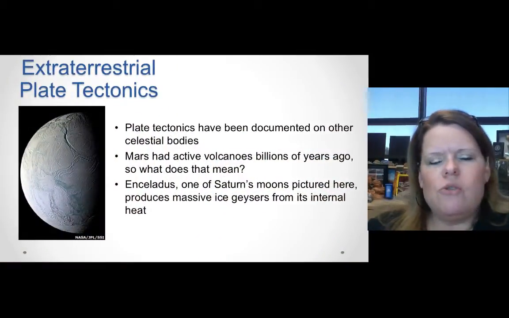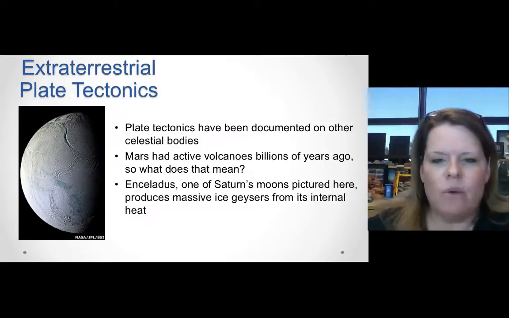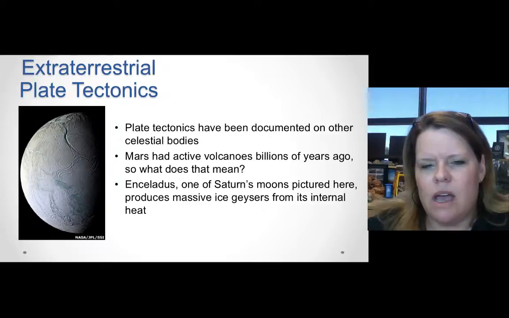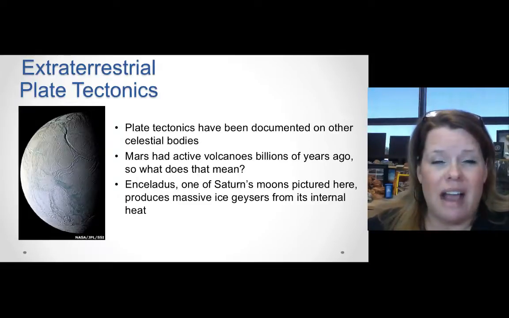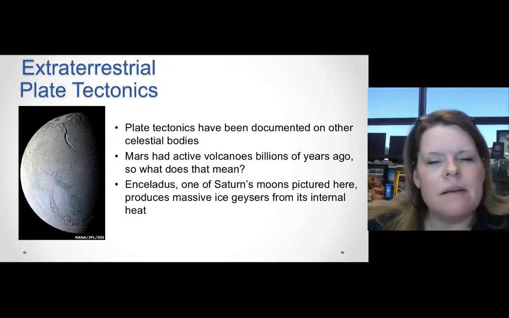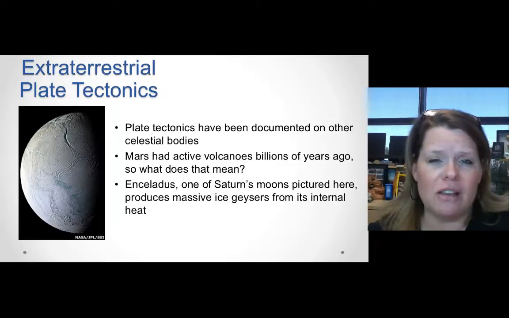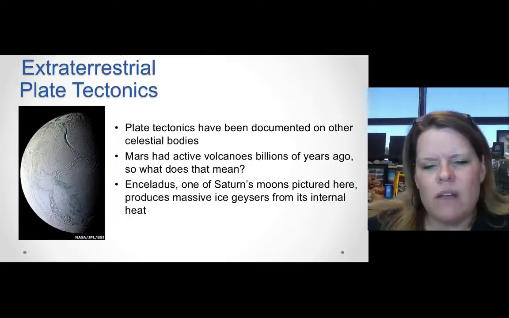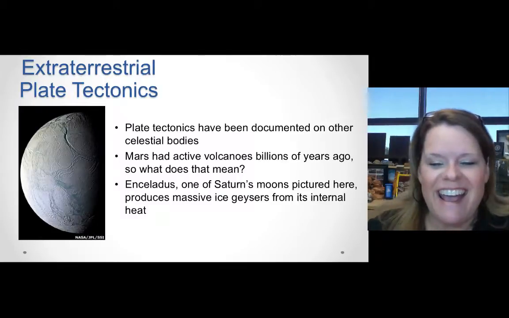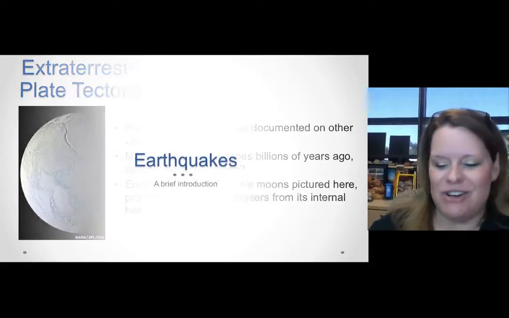So do we have extraterrestrial plate tectonics? The answer is yes. We have seen it documented on other celestial bodies. Mars would probably be a really good example because it had active volcanoes, but does it have plates? The lithospheric plates are the key, so you have to determine if a planetary body has lithospheric plates. One of Saturn's moons, pictured here, produces massive ice geysers, and it's really kind of cool because they spray from its internal heat, so kind of a fun thing to know.